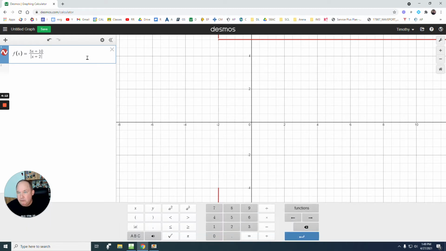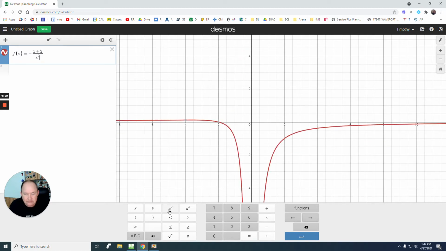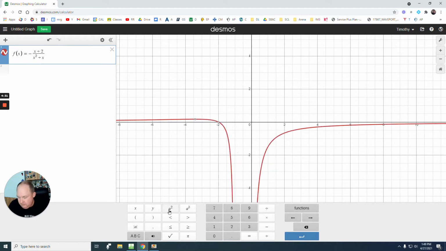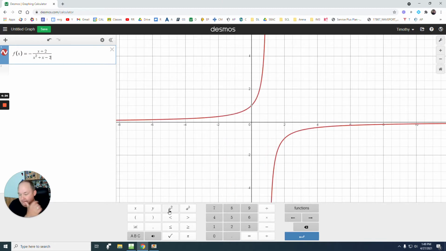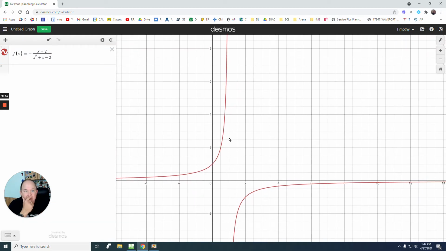If I look at number 4, I'm going to graph it. Because it's a rational function, I have a negative, x plus 2 over x squared plus x subtract 2. As x approaches +1, that's where the asymptote is. At +1, from the left it's going to infinity, and on the right side, it goes to -infinity.